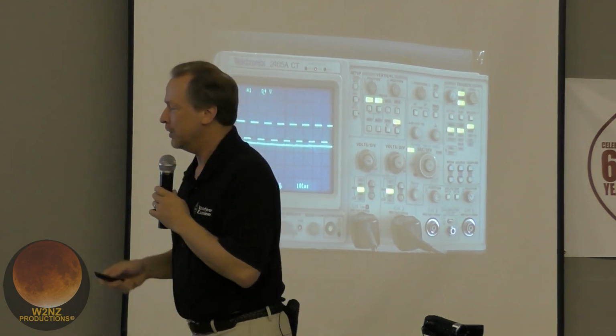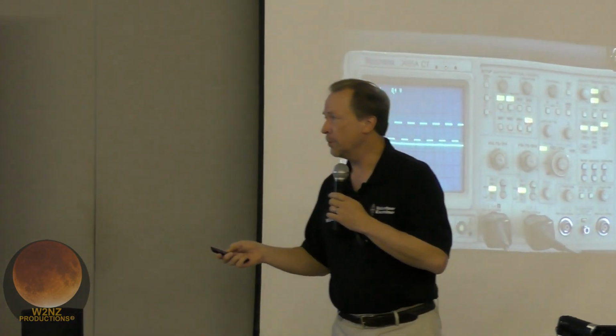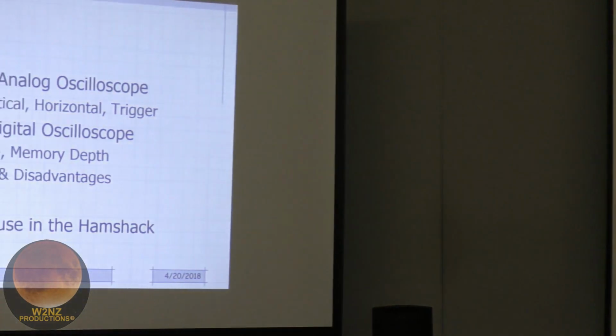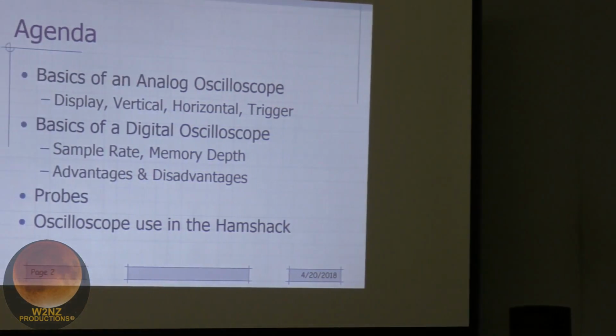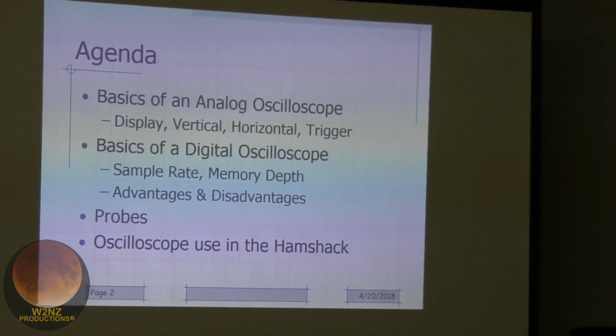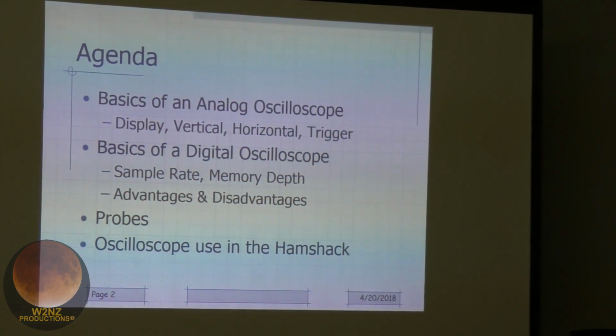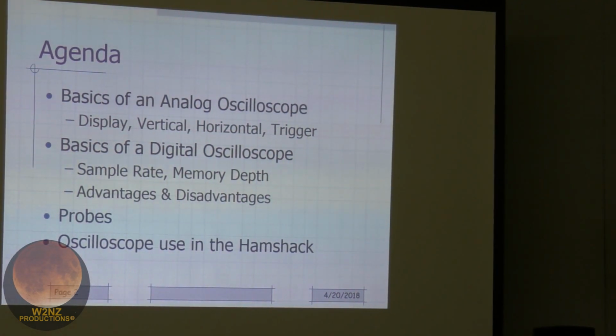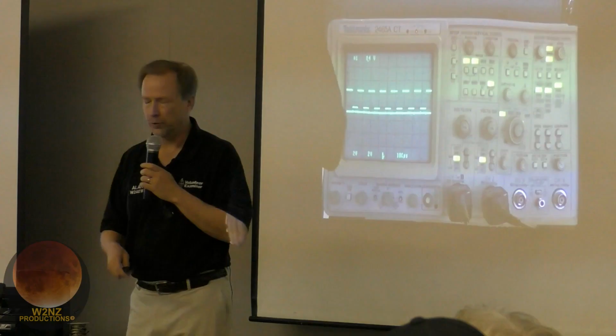Okay, so our agenda tonight, talk about the basics of an analog oscilloscope, what it is, how it works. I'm a firm believer, if you understand how something works, you can always use it better and use it more efficiently. So we'll talk about the display characteristics, the vertical, horizontal, and trigger sections of an analog scope, what they do and how you use them.